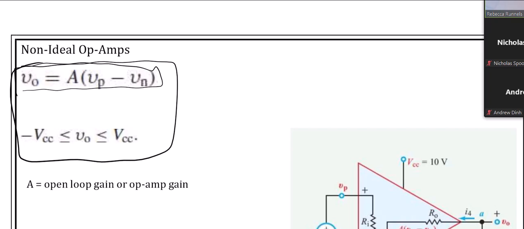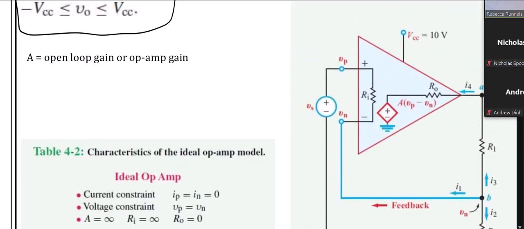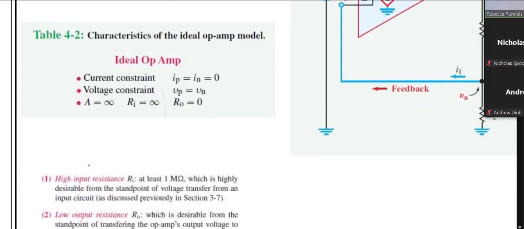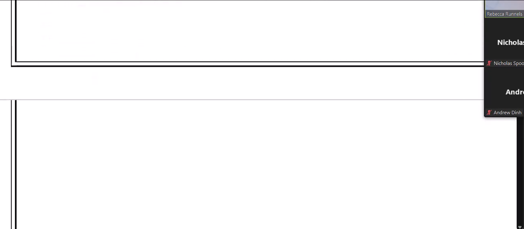So if you have these, you can't go over 10, right? Even if you have a larger A. That's correct. You can't go over 10. And is that only for non-ideal? No, that's always. Oh, for ideal also? Yes, yep. For ideal also, yep.